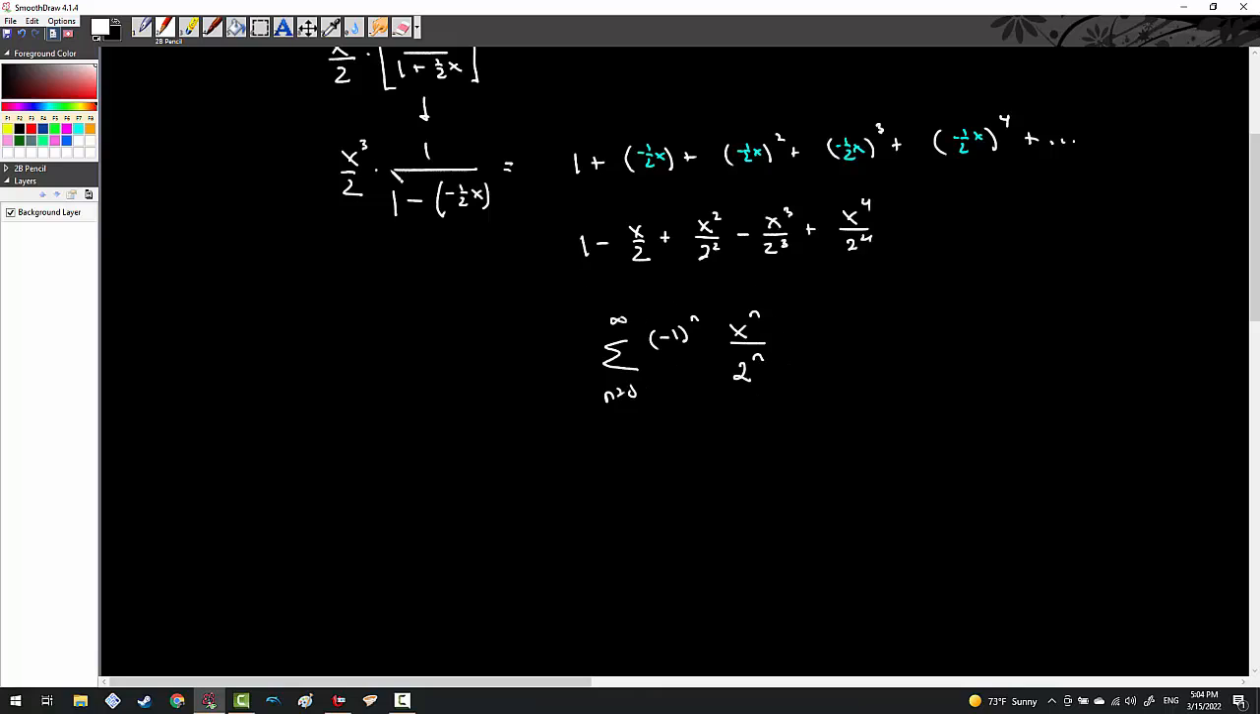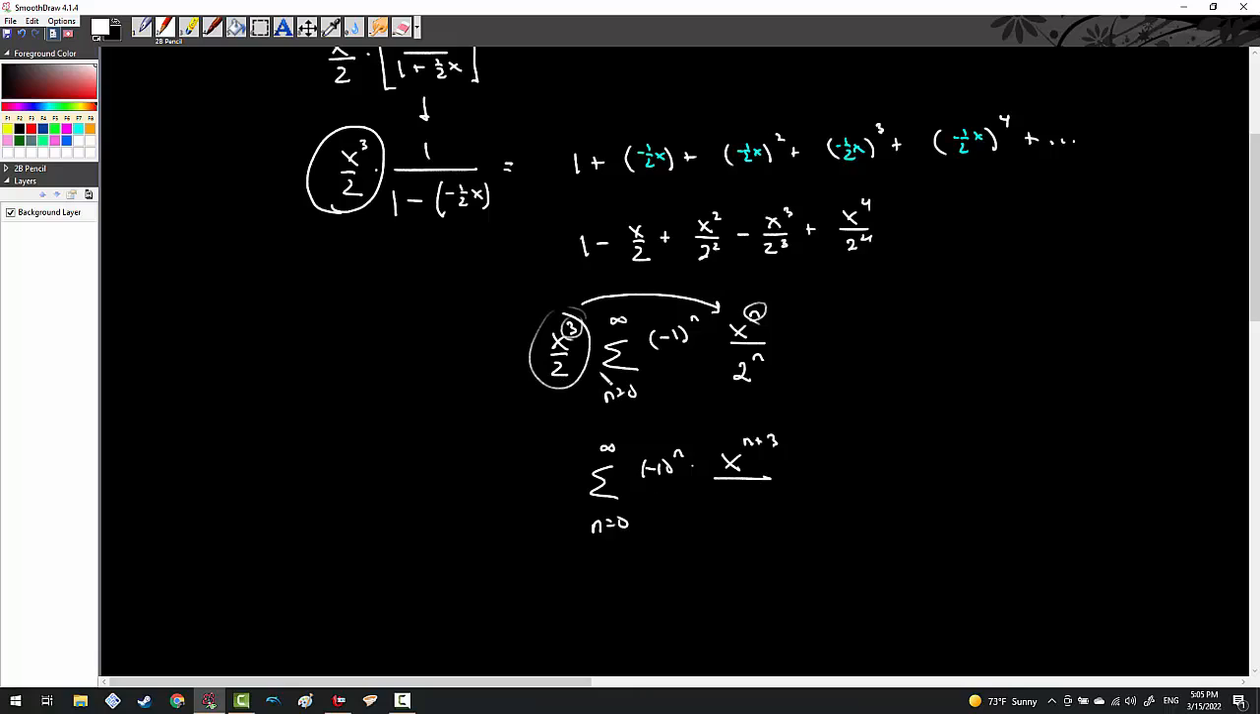Now, while I would normally be done, I cannot forget that this guy comes along for the ride. So I can multiply him in, and get the sum from n equals 0 to infinity of -1 to the n times x to the n plus 3 over 2 to the n plus 1, since the bases are the same so I add the exponents. And that ends up being my power series representation for that function right there.